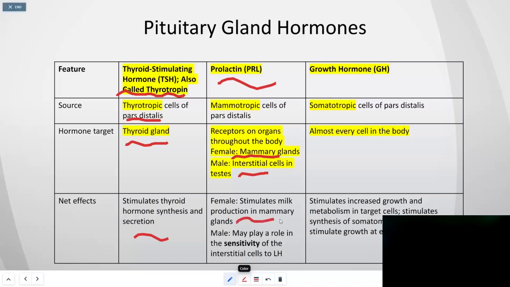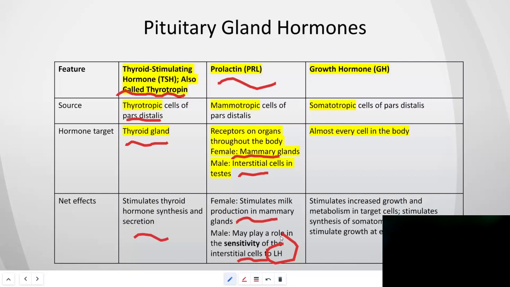The milk letdown reflex, and then for the males, it plays a role in sensitivity for LH. This does help with the ability for LH to trigger the production of more androgens. So there's not a zero demand. You need to have the right amount of prolactin, the right amount of sensitivity for the androgens to activate.